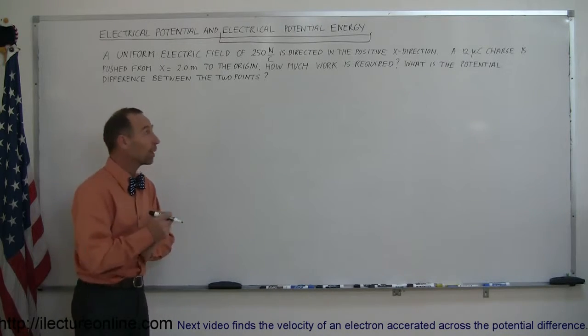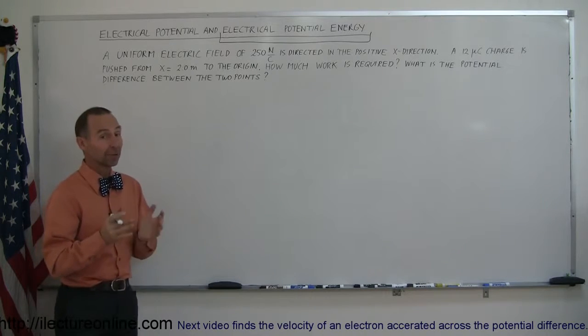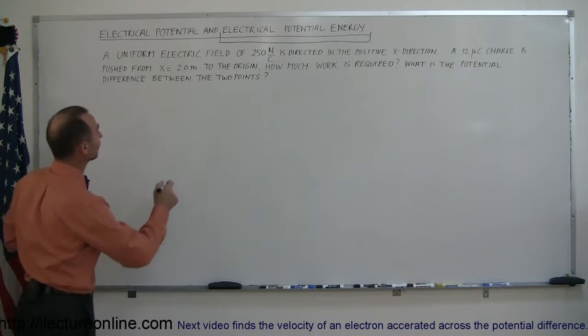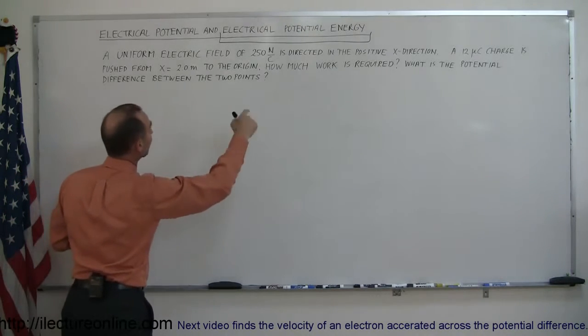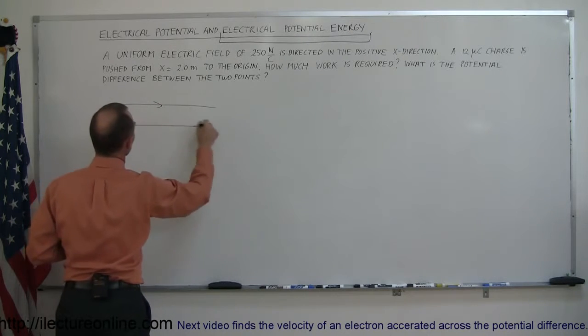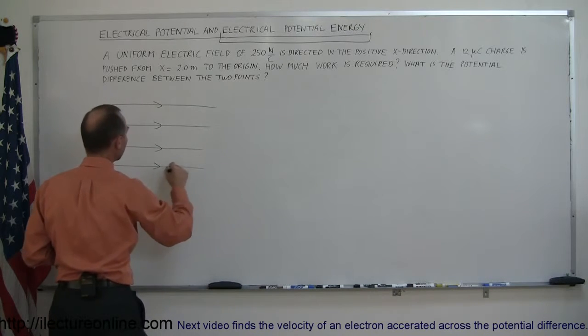All right, where do we start? Well, the first thing we always want to do is draw a nice little diagram to get a feel of what's really happening. So how do we have a uniform electric field? Well, it says that it's directed in the positive x direction, so let's indicate that by drawing some arrows in the positive x direction representing the electric field.